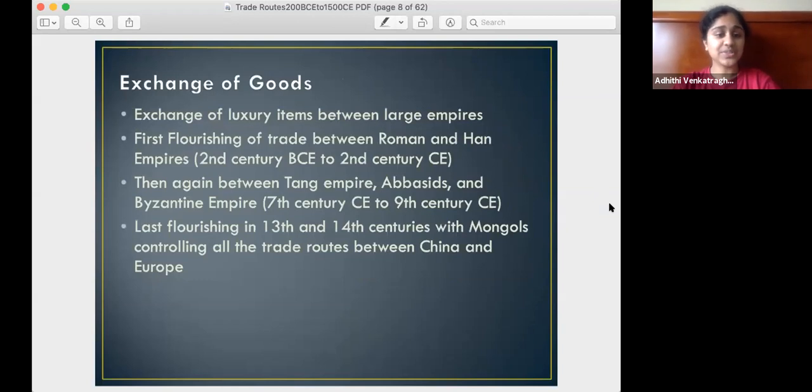The exchange of goods was the exchange of luxury items between large empires. This first flourished the trade between the Roman and the Han empires, which was the 2nd century BCE to the 2nd century CE. Then again, between the Tang Empire, Abbasids, and the Byzantine Empire, which was 7th century CE to the 9th century CE. The last flourishing was in 13th and 14th centuries with Mongols controlling all the trade routes between China and Europe. If you remember a couple classes ago, we talked about the Mongols and how they took complete control of China, part of Russia, Central Asia, and therefore they had control of the Silk Road as well.